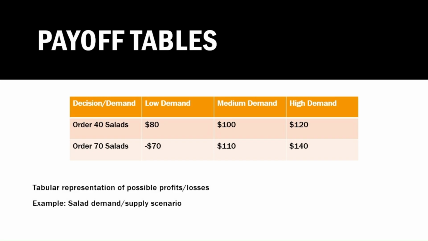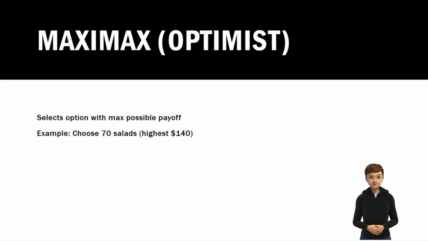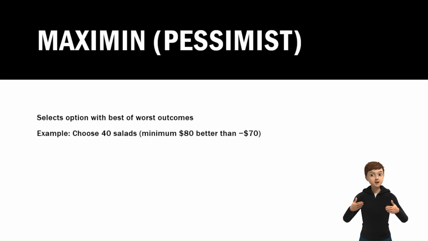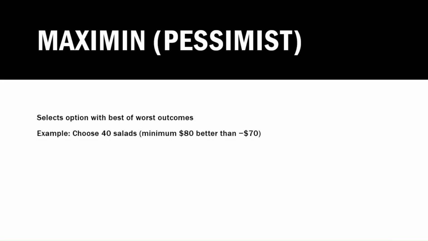This connects directly to 3 decision rules. The maximax rule is for optimists. It means choosing the option with the maximum possible payoff. In our salad example, that would mean producing 70 salads because the highest possible profit is $140. The maximin rule is for pessimists. It looks at the worst-case outcomes and chooses the option with the best of those. Here, making 40 salads gives the best minimum payoff of $80 compared to a loss of $70.